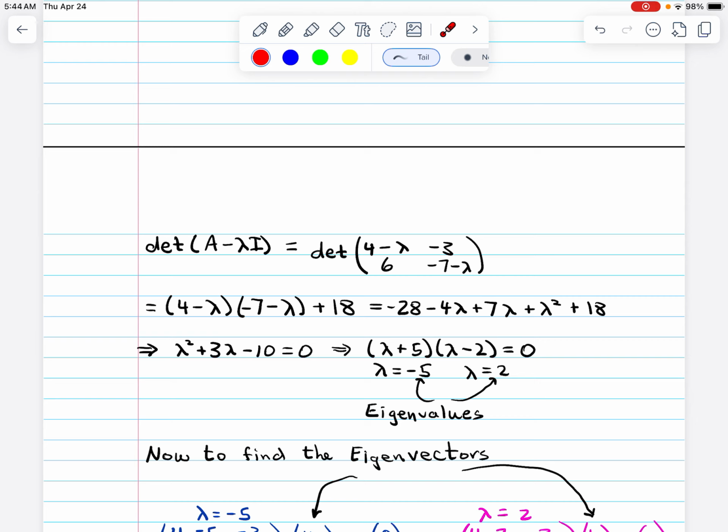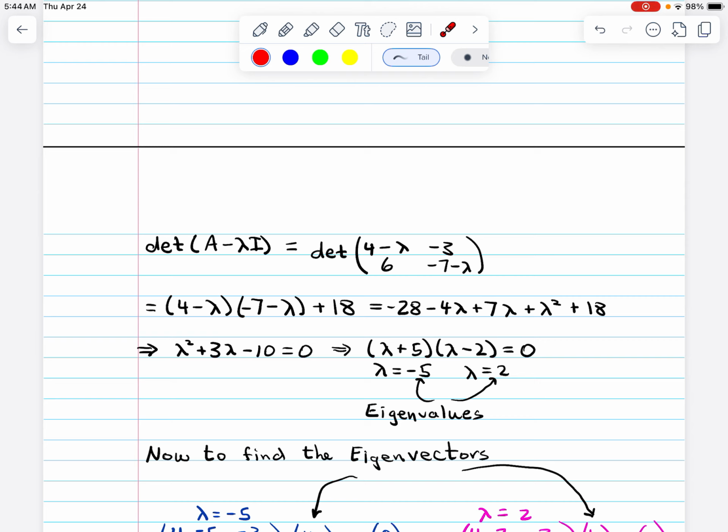Now, so let's find that determinant. I multiply these together minus multiplying these together, and I get this. Working that out, clearing parentheses, I end up with this thing right here, which I can factor this way. And solving that equation, I get lambda equals -5 or lambda equals 2. These are called eigenvalues. So we have eigenvalues there.